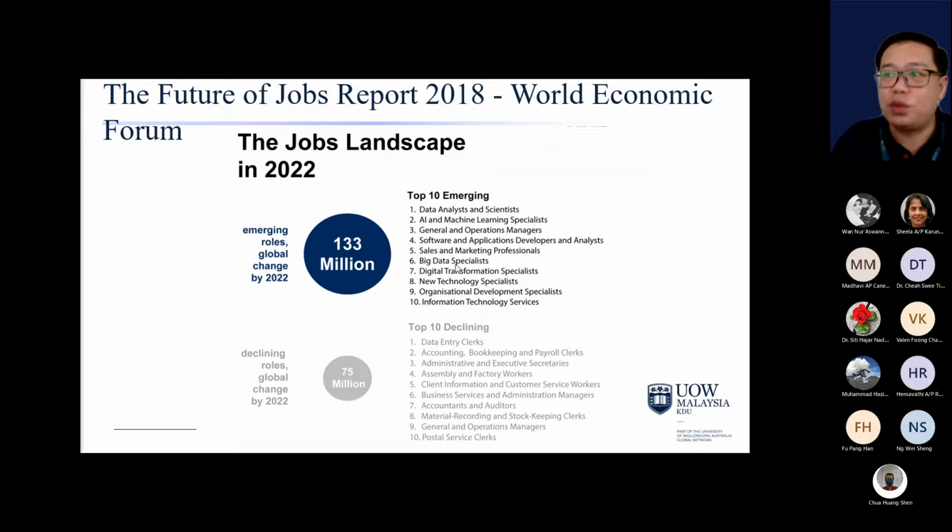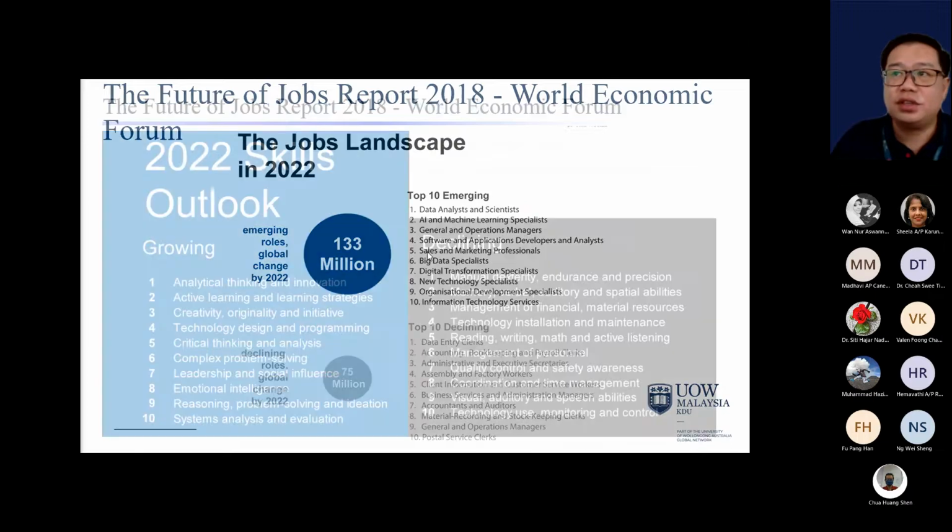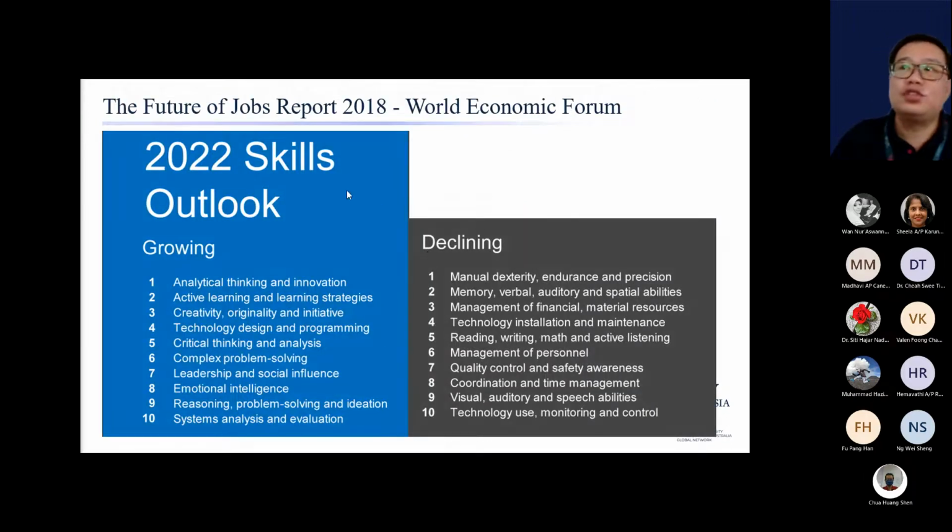So where do we stand? Are we preparing our students for this? Two, what are the future job-ready skills? Okay, so in the 2022 skills, analytical thinking and innovation. One of you put that in, right? This is something that needs to be developed through analytical skills, critical thinking, active learning strategies, creativity, originality and initiative, being self-driven. We need people to challenge the status quo and to be driven. What is declining?